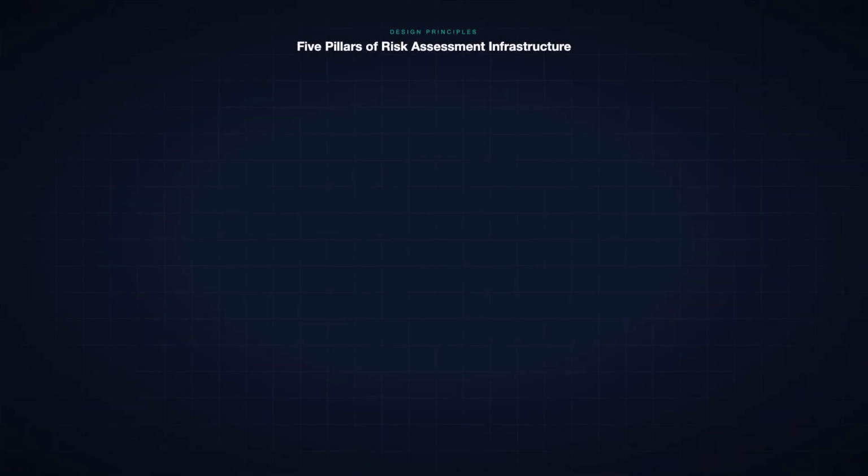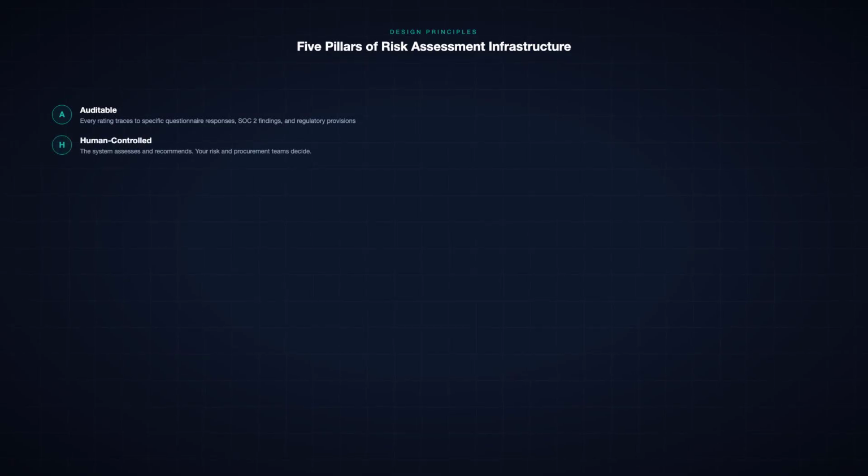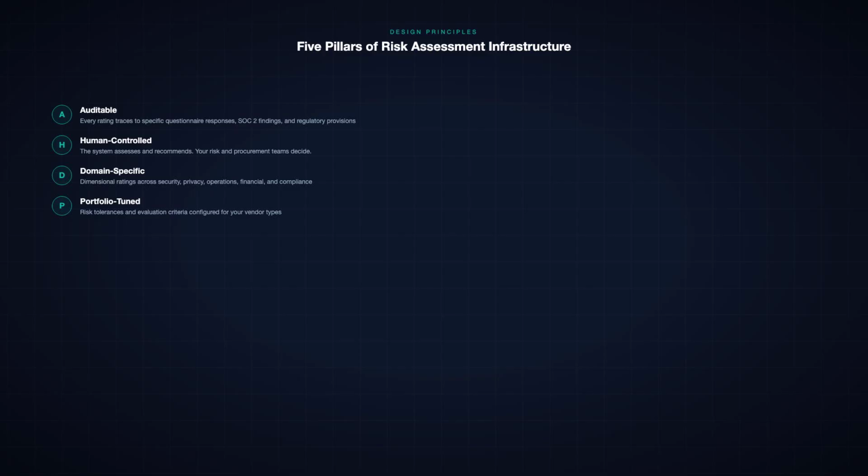5 design principles. Auditable. Every risk rating traces to specific questionnaire responses, SOC2 findings, and regulatory provisions. Human-controlled. The system assesses and recommends. Your risk and procurement teams decide. Domain-specific. Dimensional ratings across security, privacy, operations, financial, and compliance. Portfolio-tuned. Risk tolerances and evaluation criteria configured for your vendor types and your regulatory environment.